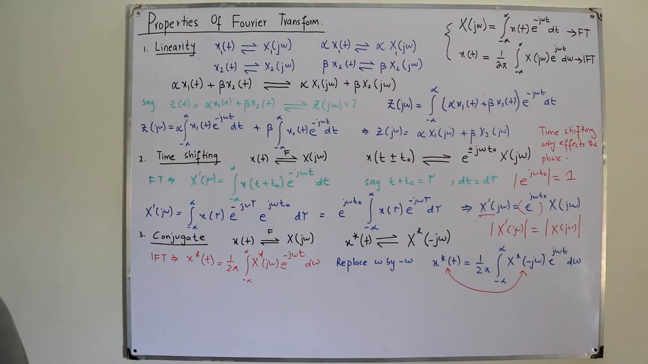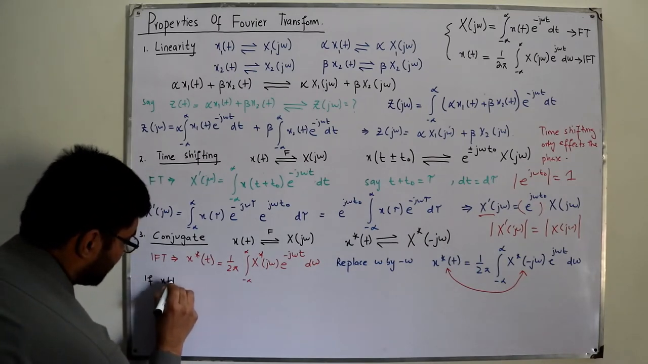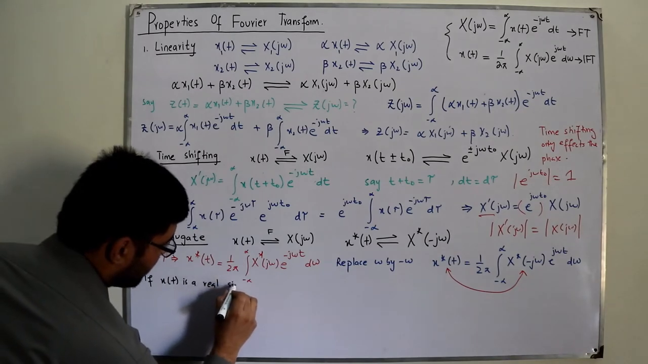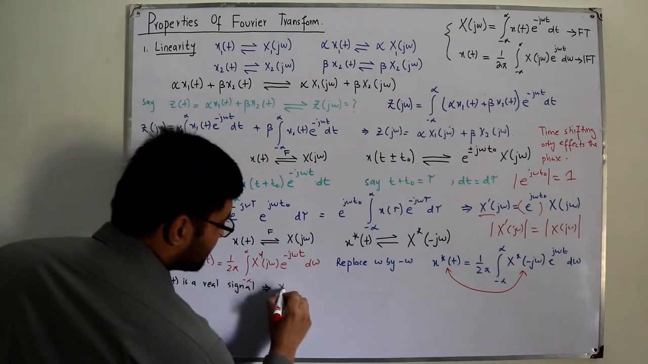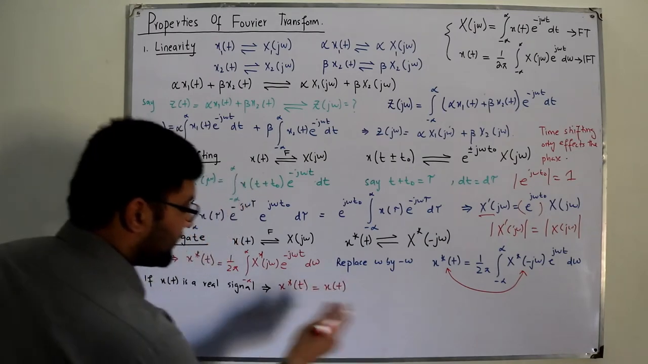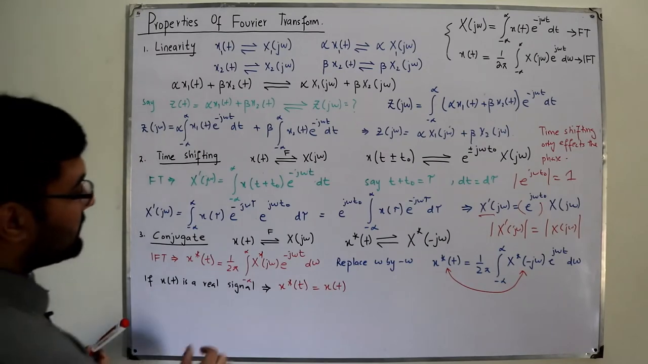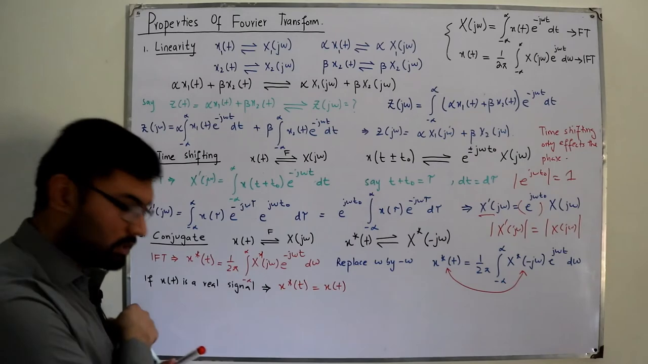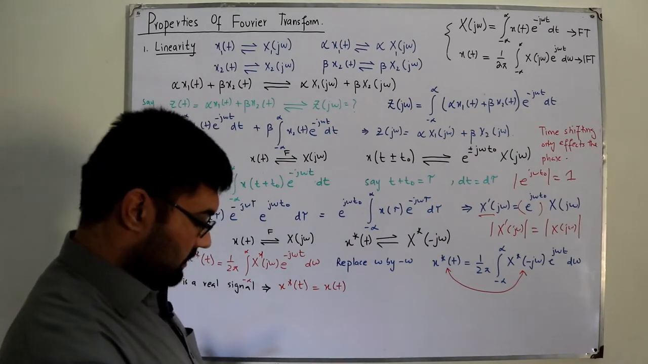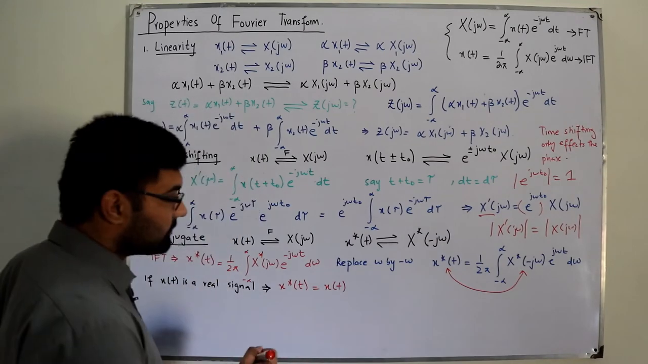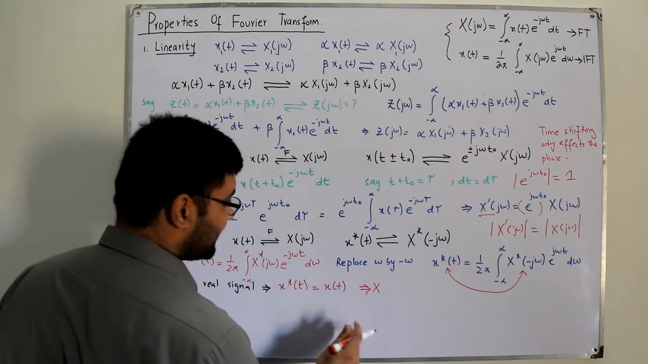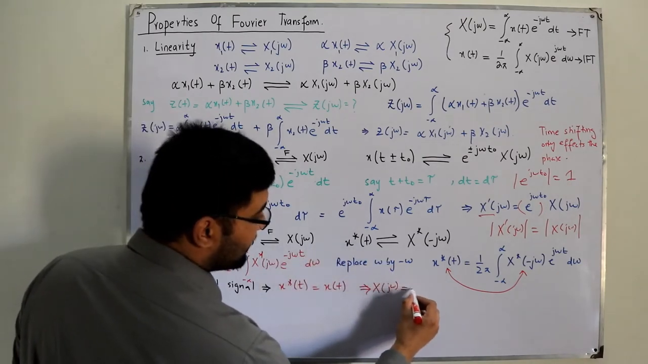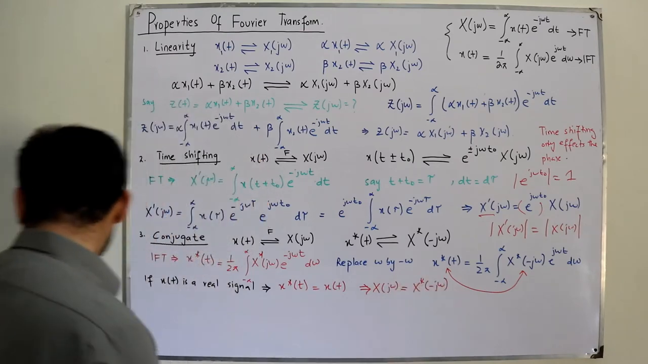Now, if x of t is a real signal, what would be the case? This implies that x conjugate of t is equal to x of t. So if this is equal to this, your corresponding Fourier transforms would also be equal. This implies that X of j omega would be equal to X conjugate of negative j omega. This is case number one.